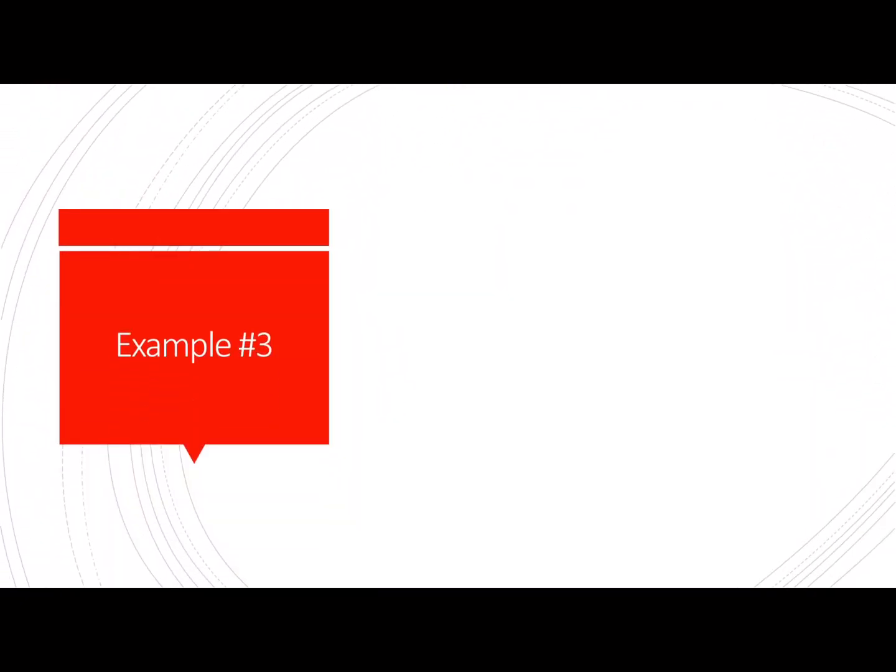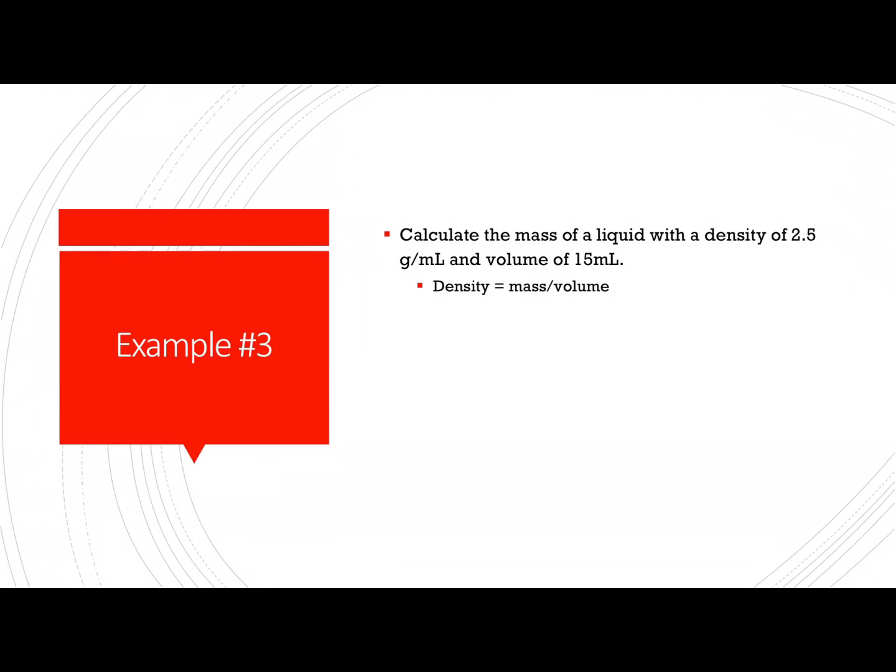Now, example 3 pertains to the same idea, but it is also a little different, yet switched around. It says to calculate the mass of a liquid with a density of 2.5 grams per milliliter and a volume of 15 milliliters. Density equals mass divided by volume. This formula we already know. If we manipulate the formula again, you get mass equals volume times density. The volume in this case is 15 milliliters, and the density is 2.5 grams per milliliter. If you take 15 and multiply it by 2.5, you get a mass of 37.5 grams.